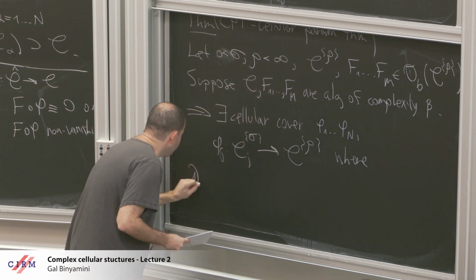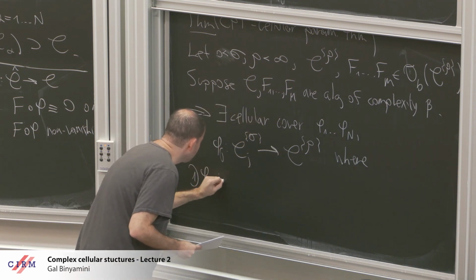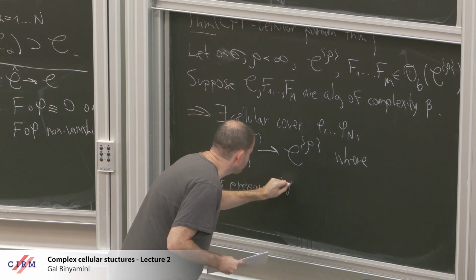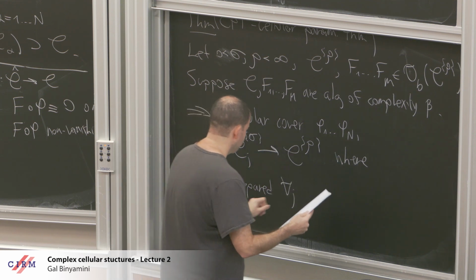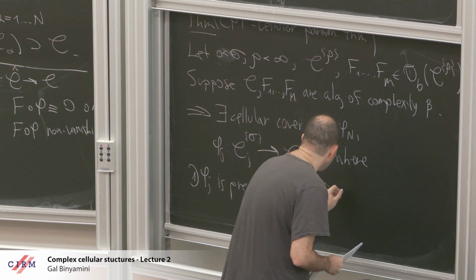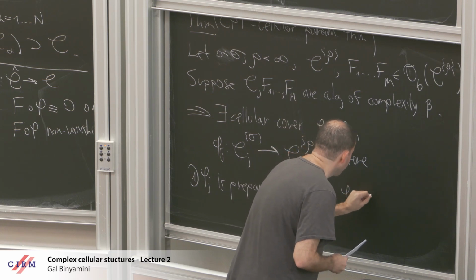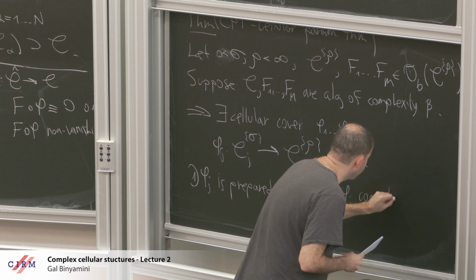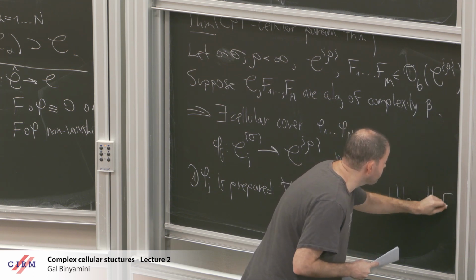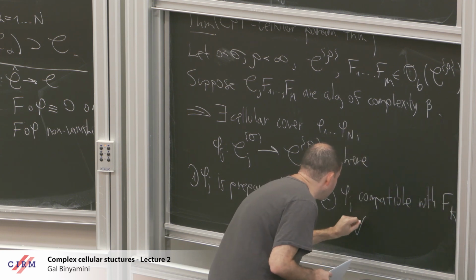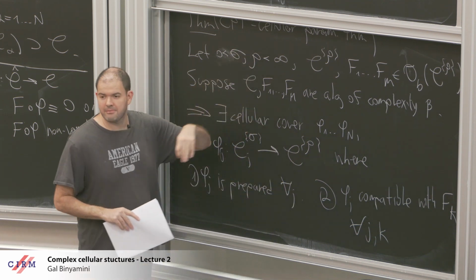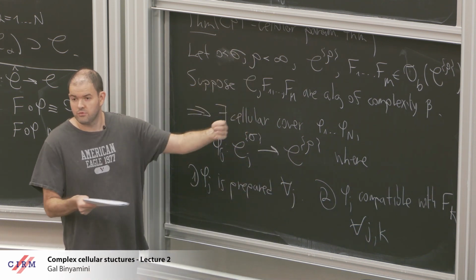One, phi j is prepared for every j. Two, phi j is compatible with f k for every j and k. Okay, so I'm going to cover my cell, and I'll cover it by cells that are compatible with all my functions.